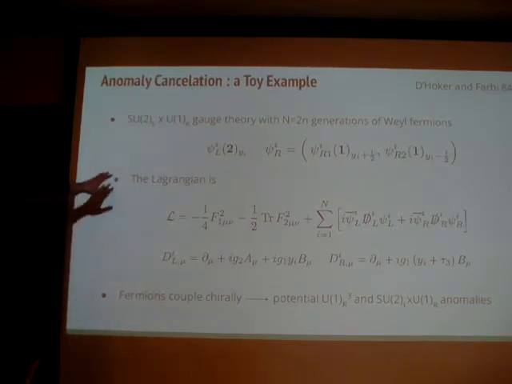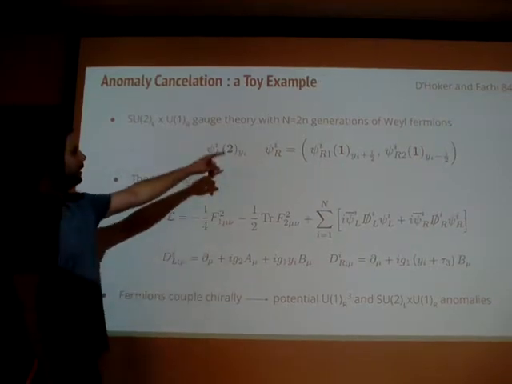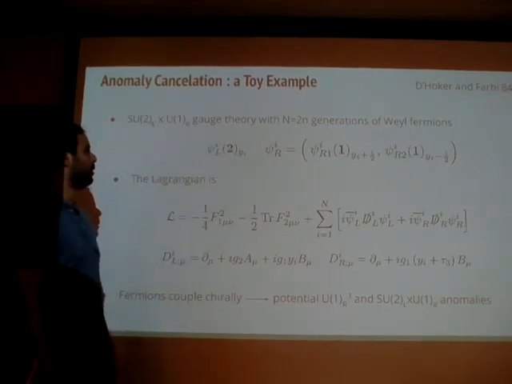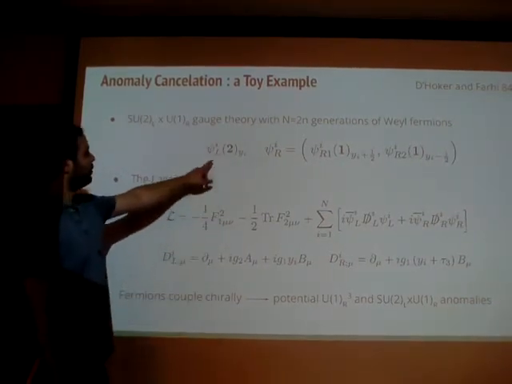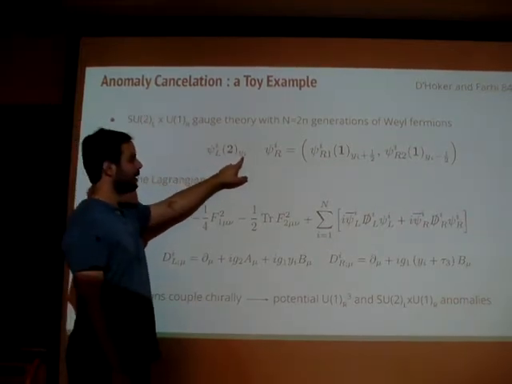So we introduce an SU(2) cross U(1) Higgs theory with fermions in n generations. So you have left-handed fermions in the doublet of SU(2)_L with a hypercharge Y_I.